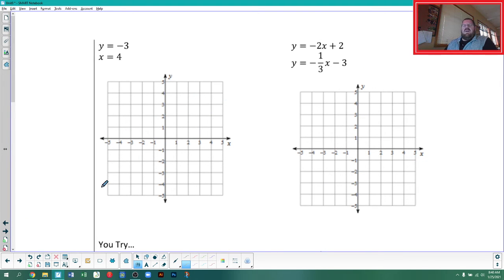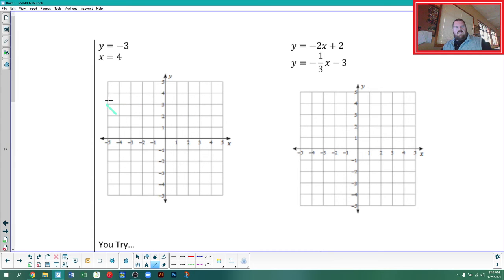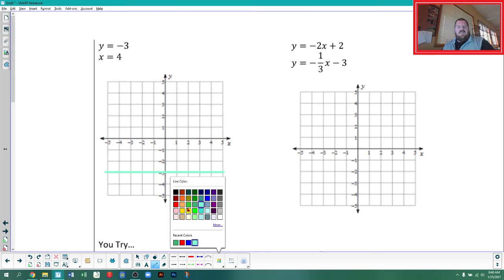All right, next one we've got y equals -3. So we've got y equals -3, y equals -3. That's no good. Y equals -3 all along here. Sorry, -3. Good call. And x equals +4.